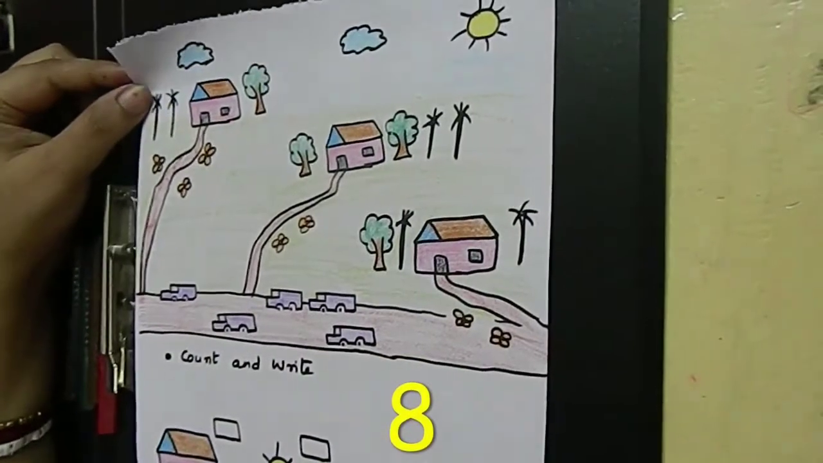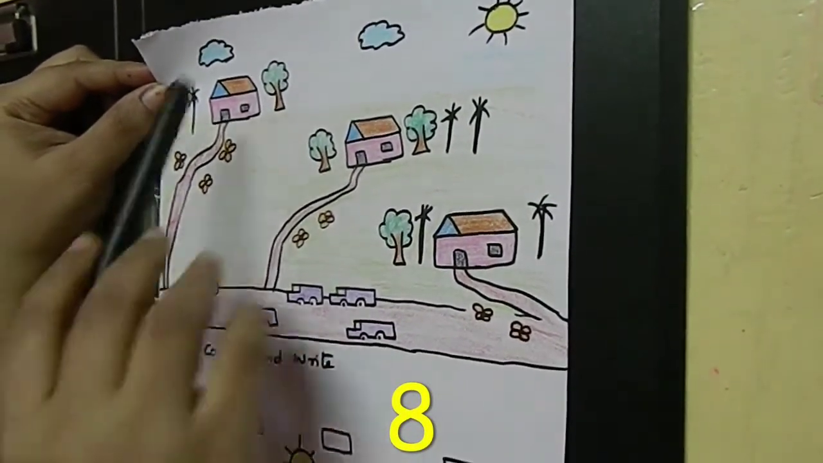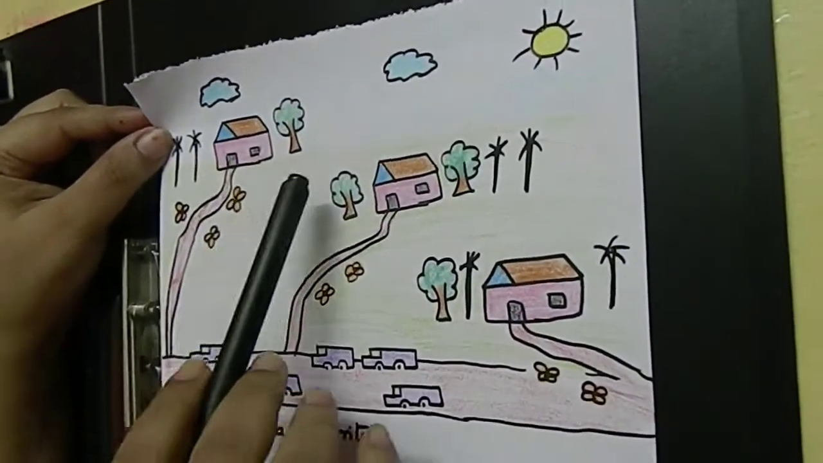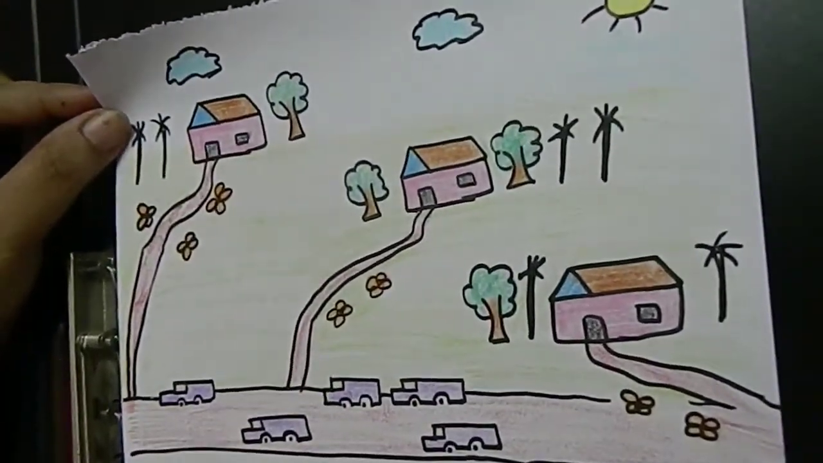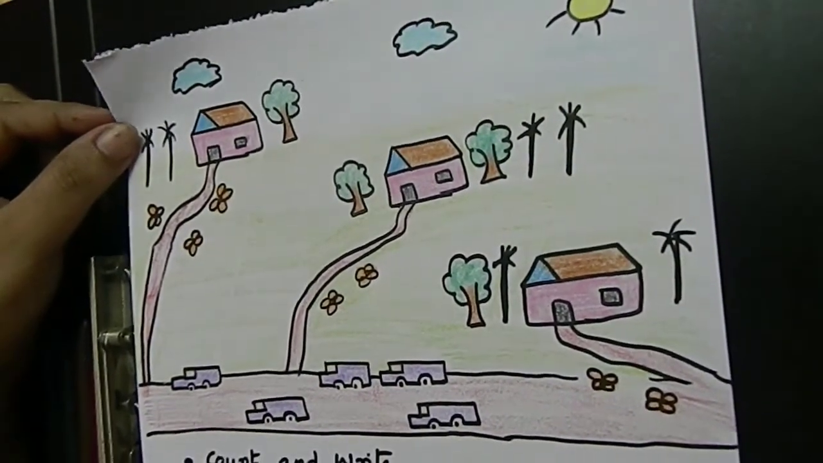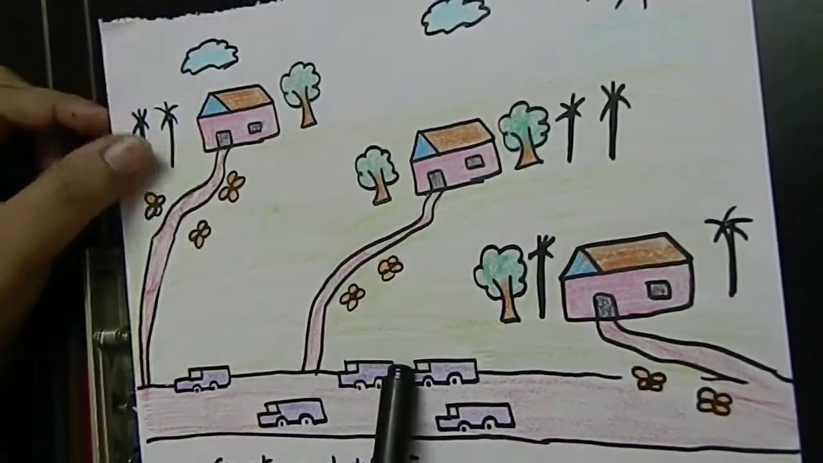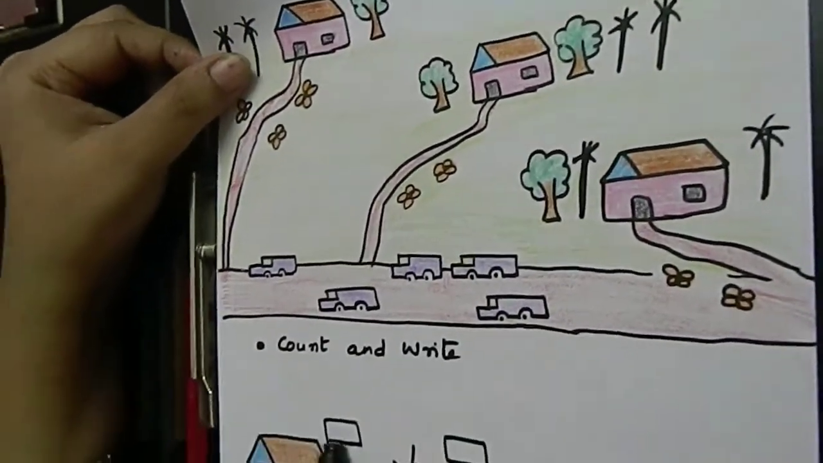This is an interesting worksheet based on counting numbers. Here I have drawn a scenario with different trees, clouds, sun, houses, trucks, etc. Here they have to count the objects present in this scenario and write the one indicated in this box.